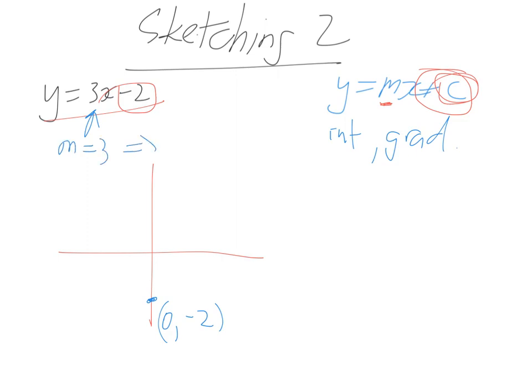So that implies for every 1 that I go to the right, I go up 3. So what I'm going to do, I'm going to go across 1 and I'm going to go up 3 to here. So I've gone across 1 and I've gone up 3. So if I've gone across 1, that means I'm at 1, and I've gone up 3, I'm at 5. And then I draw a line between my 2 points.